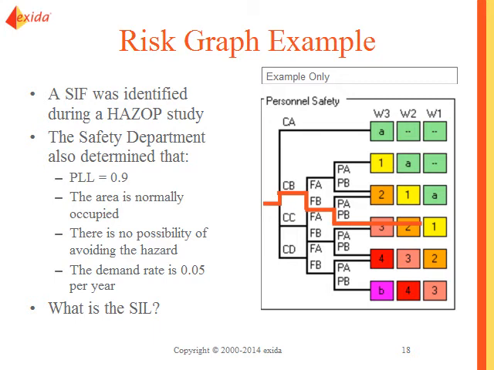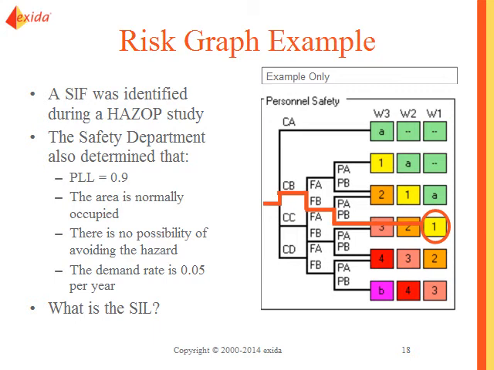Well, if we use the previous table, we can see that probability of loss of life is basically 1 death. So that would come under CB for severe injury or 1 death. The area is normally occupied, so that would be FB for frequently to continuously. There is no possibility of avoiding the hazard, so that would be a PB, almost impossible, and the demand rate is 0.05, so that's low, so that would be a W1. So if we put all that together, we can see that we'd be looking at a SIL1.